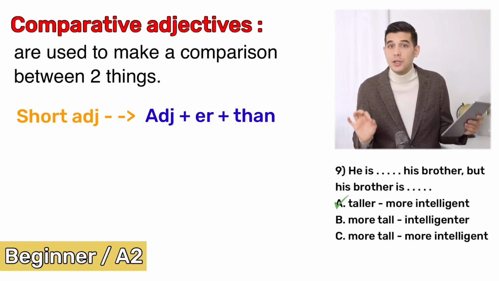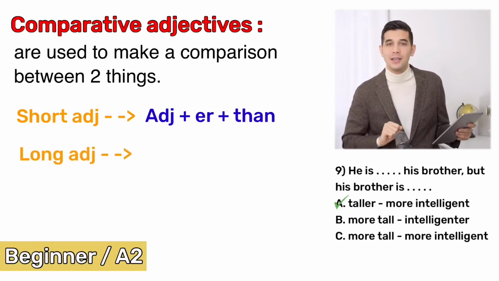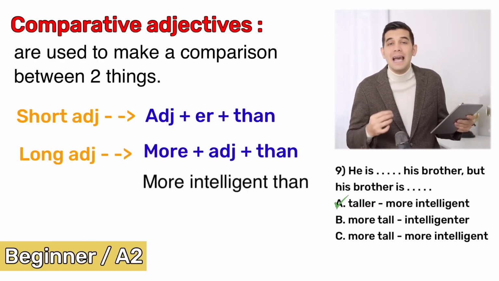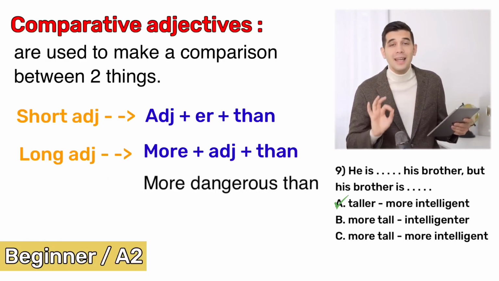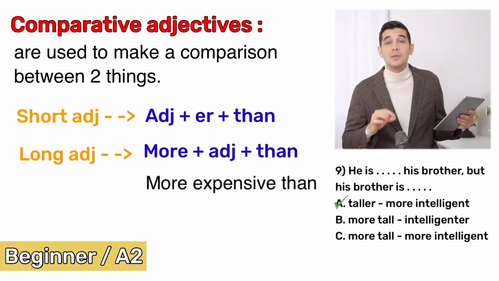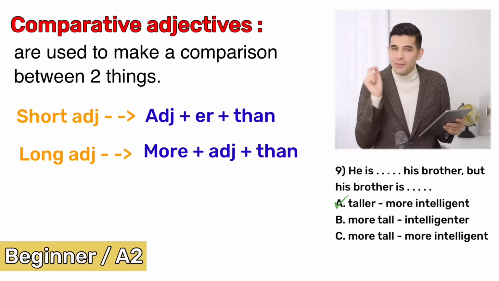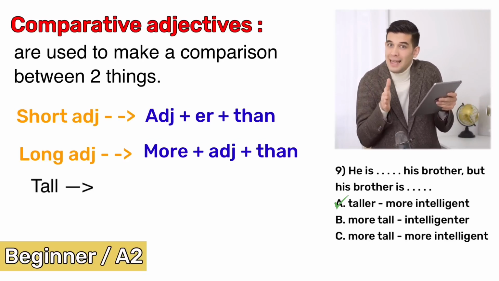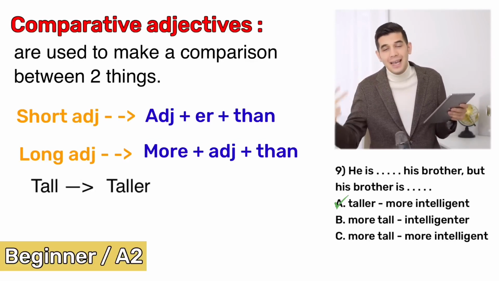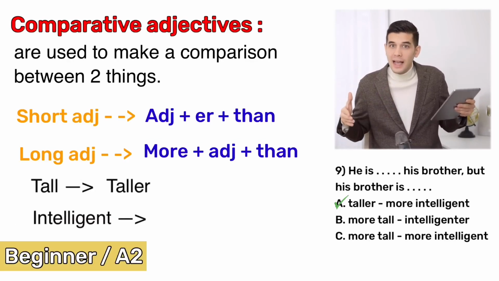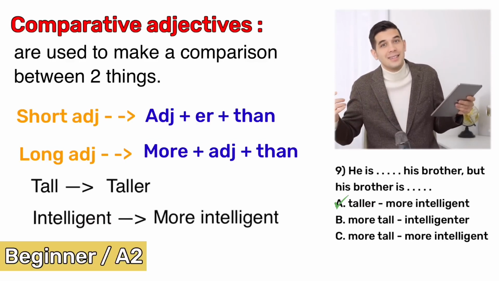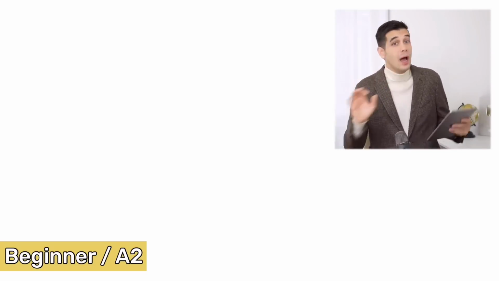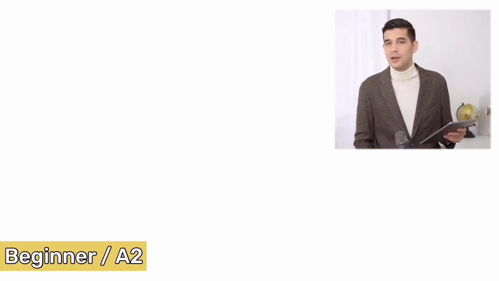However, if the adjective is long, the comparative adjective is more adjective than. For example, more intelligent than, more dangerous than, more expensive than. Now, in the case of this question, the first adjective is tall. It's short, right? It's a small adjective, so we say taller. The second one is intelligent. It's a long adjective, so we say more intelligent. And let's get to question number 10, the last question of A2 and the final question of the beginner level.